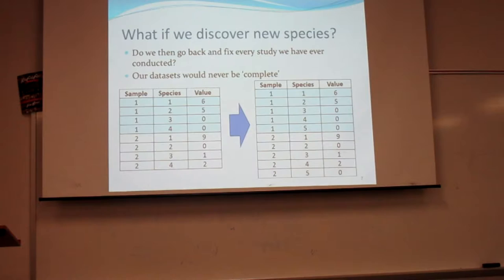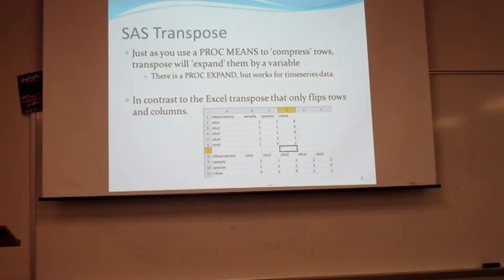So the problem is that we need to create this other data set every time we want to do this diversity analysis. There's a way to do it in SAS. It's called a proc transpose. The issue I had when Paul taught this was that when someone says transpose your table, I'm thinking of the Excel form. In Excel, transposing means I'm taking the columns on the top and flipping them with the columns on the bottom.